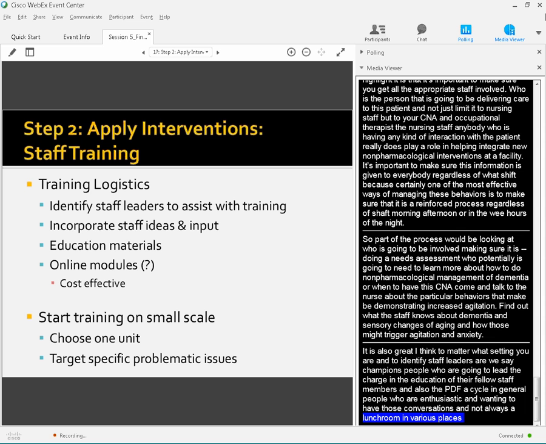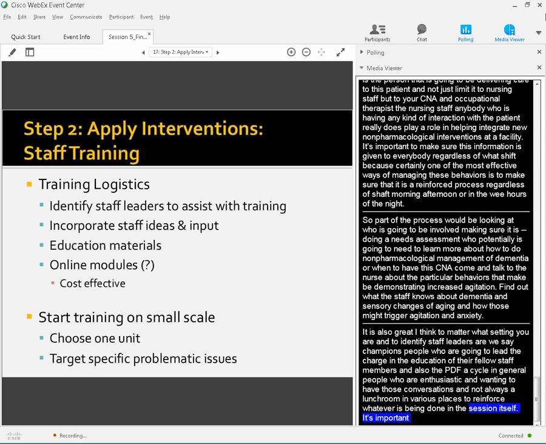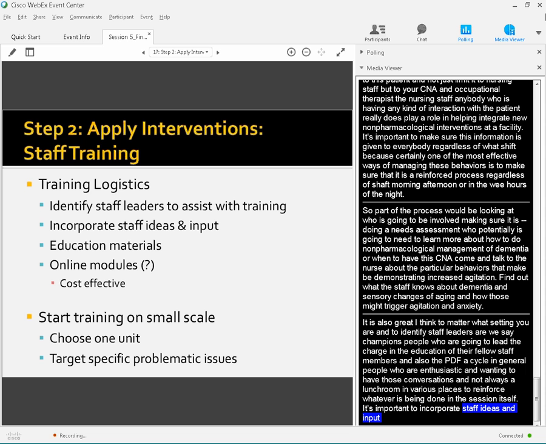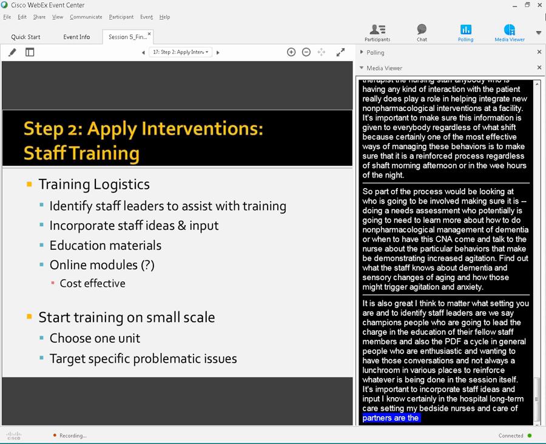It's really important, as I said earlier, to incorporate the staff ideas and input. I know that certainly in the hospital and long-term care setting, my bedside nurses and care partners and CNAs are the people who know the patient really well. They're there on the ground and see what's going on. It's important to get them involved in the actual discussion.